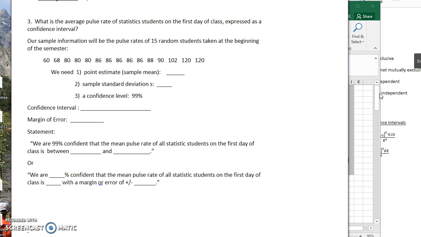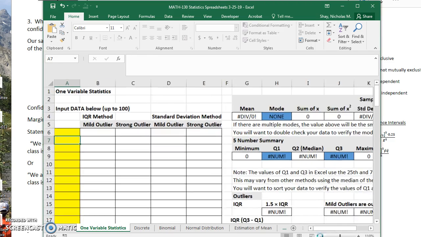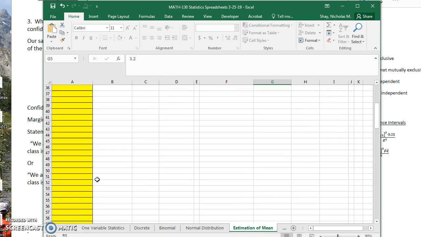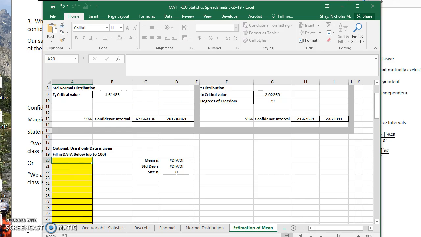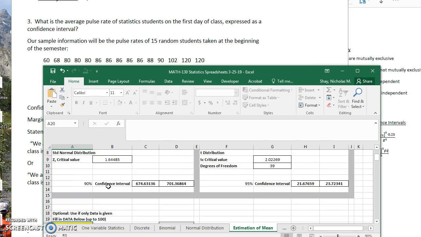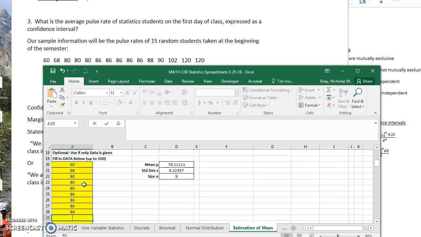Now, what we need is the sample mean, the sample standard deviation, and the confidence level. Way back, we talked about this, and we could go all the way back and enter that into the one variable statistics spreadsheet, right? We could put that data in and get our mean and standard deviation. But I did you a favor, and we added a mini version of the one variable statistics spreadsheet down here that just gives you the mean and standard deviation. So we're going to type those numbers in below: 60, 68, 80, 80, 80, 86, 86, 86, 86, 86, 88, 90, 102, 120, 120.